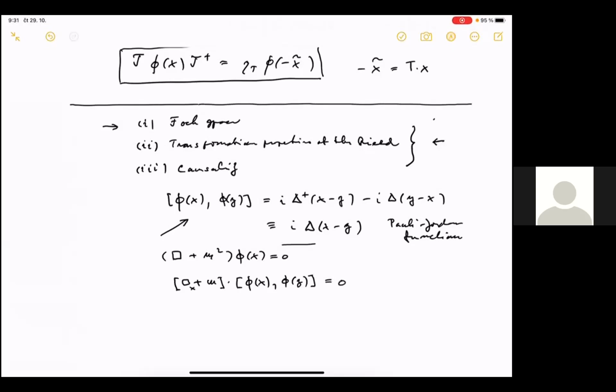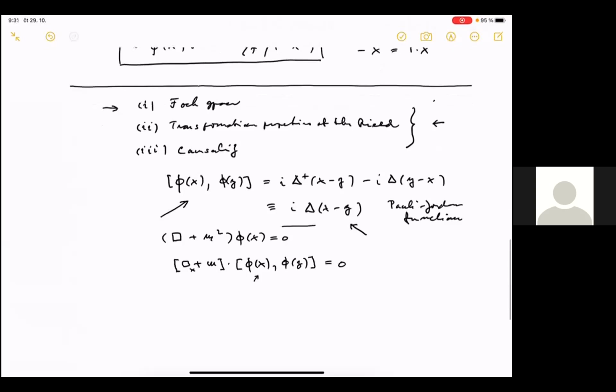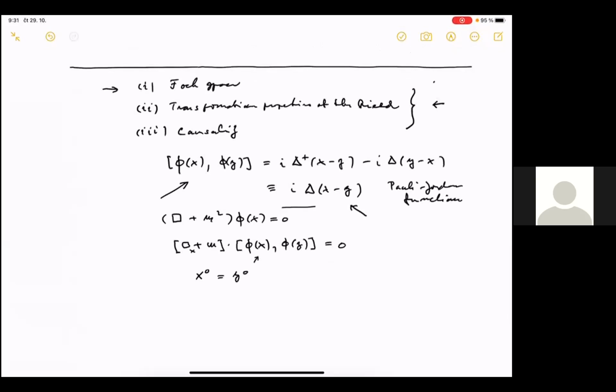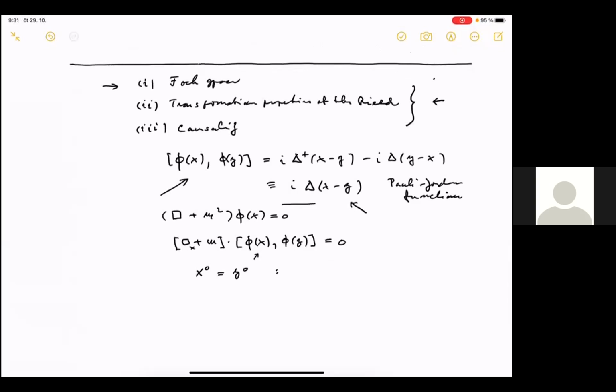So how can we reconstruct this Pauli-Jordan commutator function? Simply by solving this Klein-Gordon equation as a function of x, and for this solution we need the initial conditions. The useful initial conditions for such a task are the conditions for x⁰ equal to y⁰. That means the initial conditions for this Pauli-Jordan function should be given by the commutation relations of the fields at equal times.